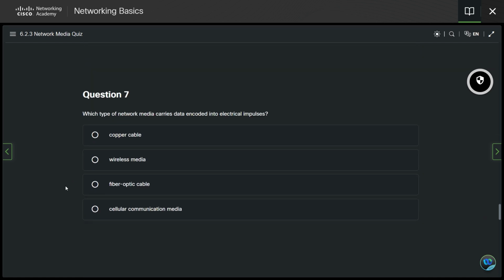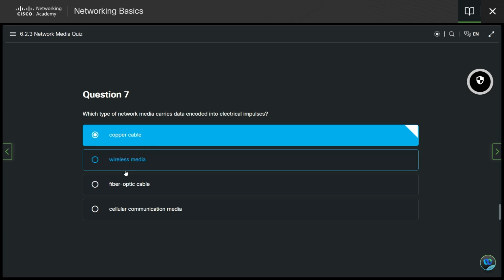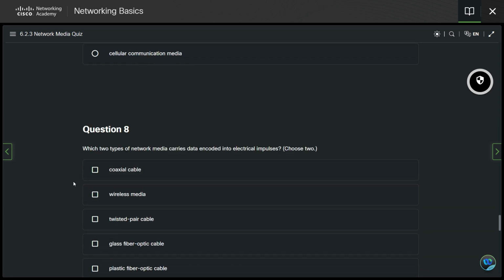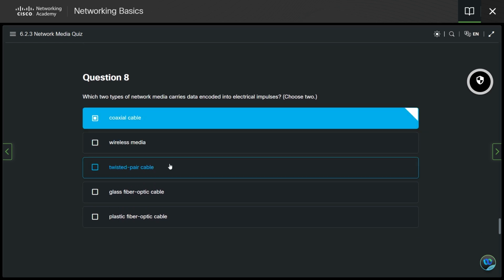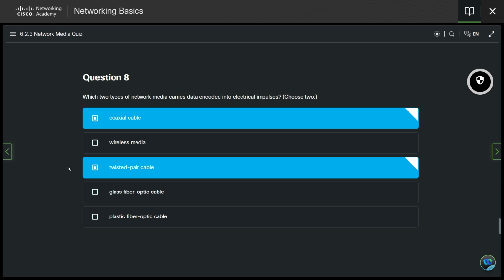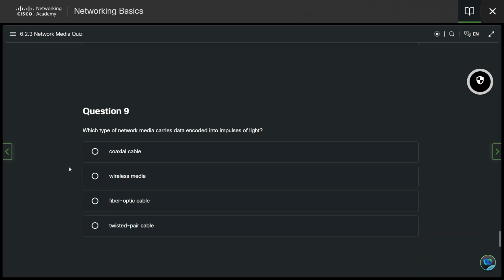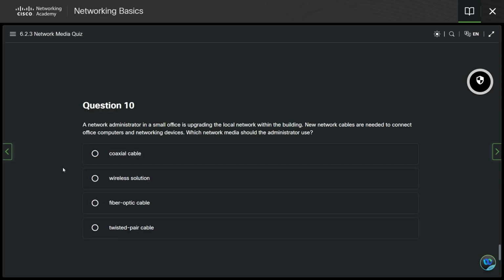Question 7. Which type of network media carries data encoded into electrical impulses? Copper. Question 8. Which two types of network media carry data encoded into electrical impulses? Choose 2. Coaxial cable and twisted pair cable. Question 9. Which type of network media carries data encoded into impulses of light? That is fiber optic cable.